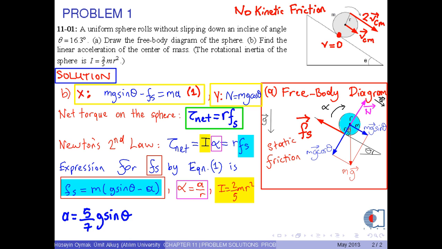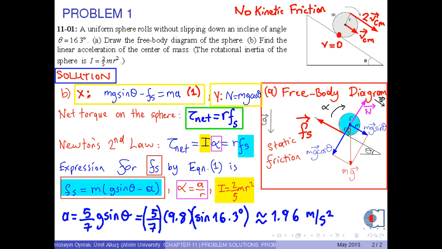Now, we substitute the numerical values into this equation. Finally, we find the linear acceleration of the center of mass as approximately 1.96 meters per second squared.